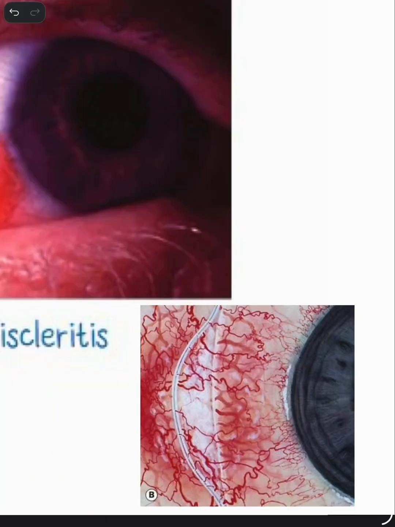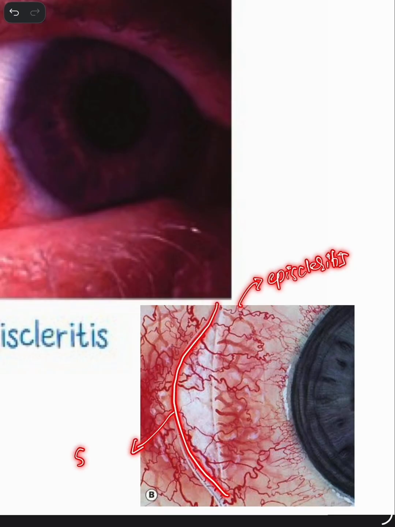This slit examination can show the difference between episcleritis and scleritis. See, this is the slit which shows that the interior surface of the sclera is flat, so it is called episcleritis. If it is raised like this, it will point toward scleritis.